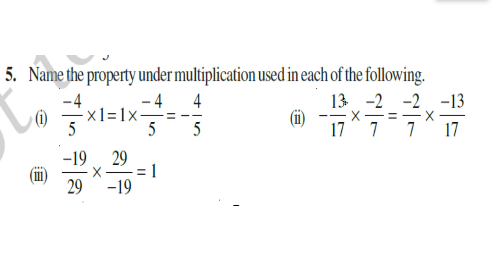Now look at the second. Negative 13 by 17 into negative 2 by 7 is equal to negative 2 by 7 into negative 13 by 17. Same numbers. So yes, this is commutative property or commutativity. Negative 19 by 29 into 29 by negative 19 is equal to 1. That is, 1 is the product of a number and its reciprocal. So we can write multiplicative inverse or reciprocal.